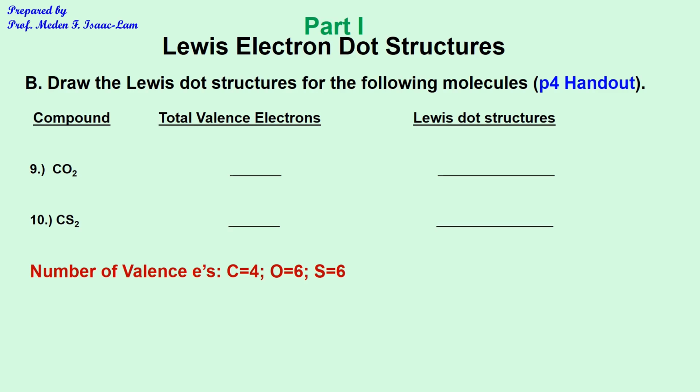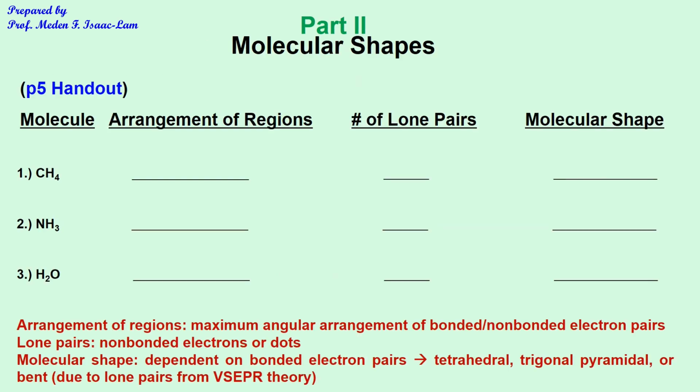So we're done with page 4 of the handout. We are now going to do part 2, which is going to be molecular shapes. So page 5 of the handout.